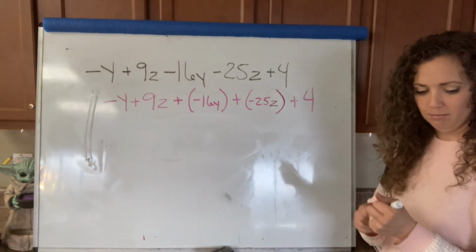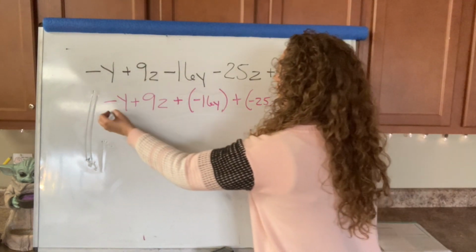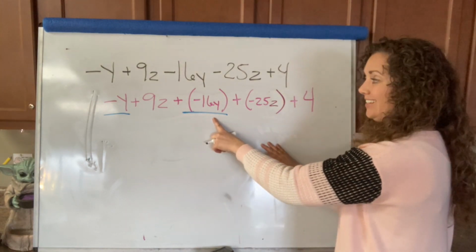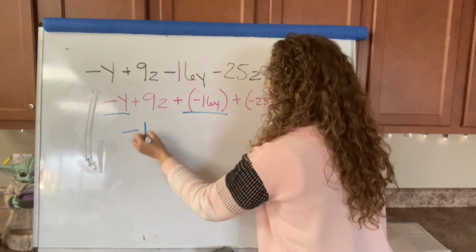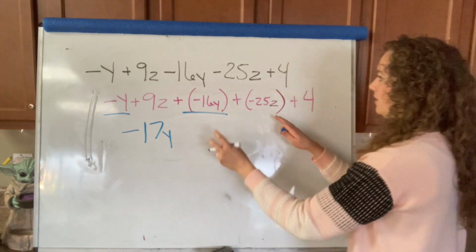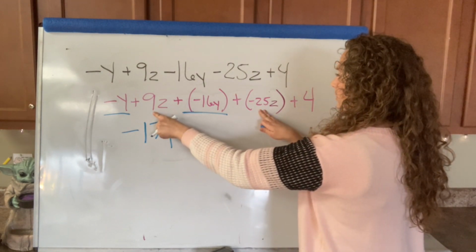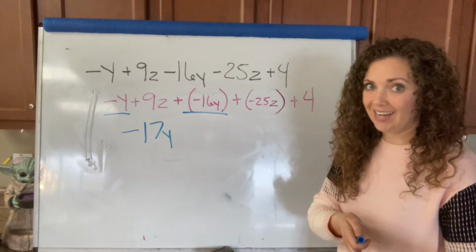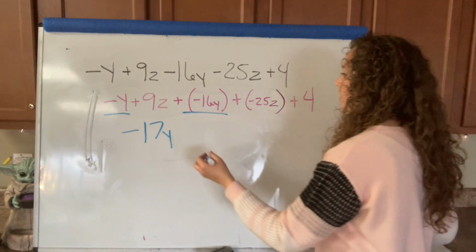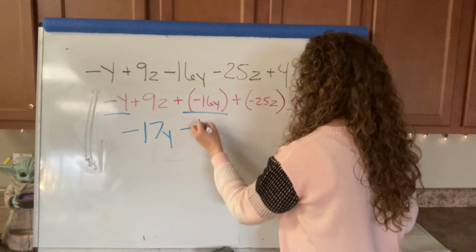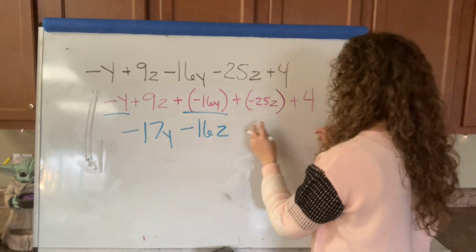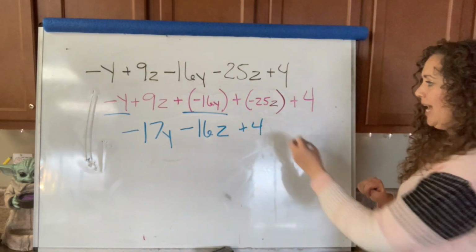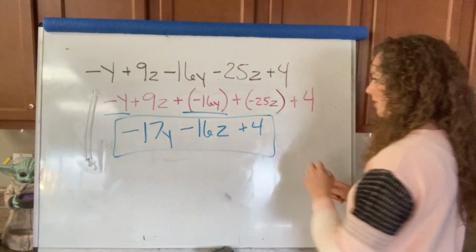Let's do this here so we don't think that's a 2. Okay, so now let's combine the terms. Let's look at the y's first. We got this y here and this y here. We have a -1y with plus a -16y. That's -17y. And then let's look at the z's. 9 and -25. It's going to be 25 minus 9, so it's going to be a negative number. So that is -16z. And then 4 doesn't have a like term, so it is just out here. This constant is just right there.